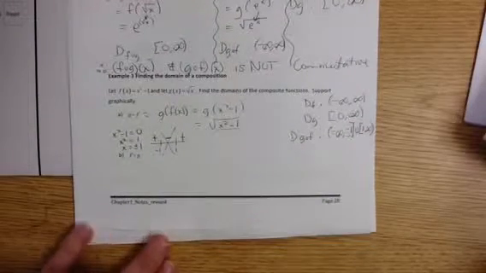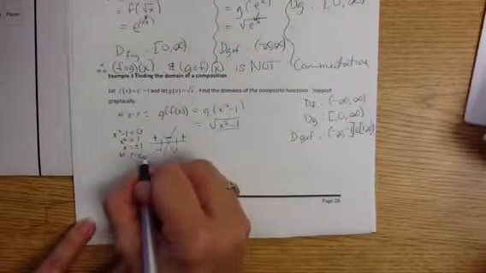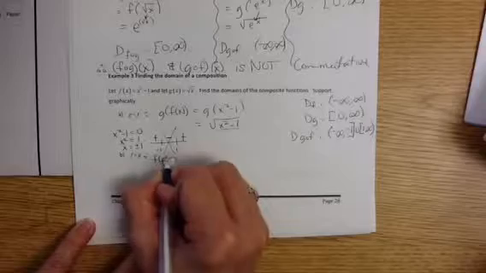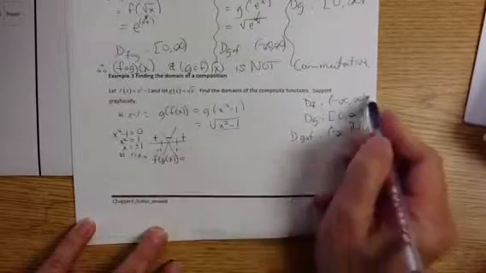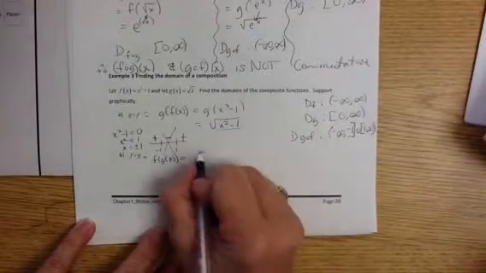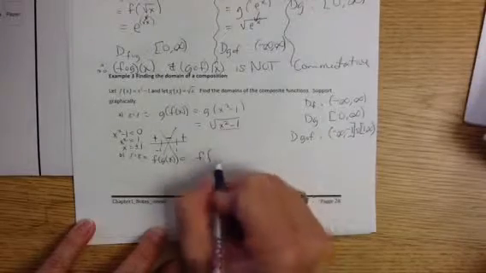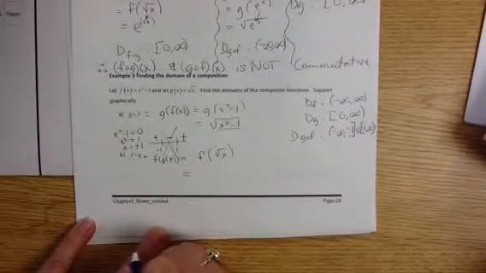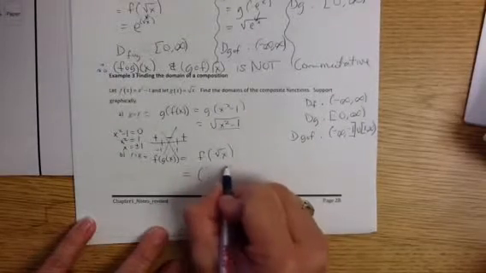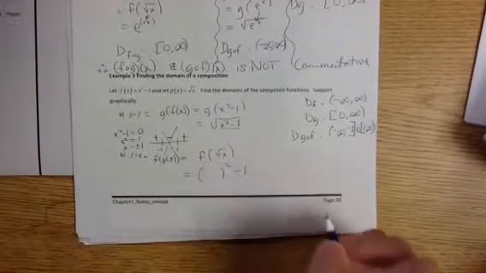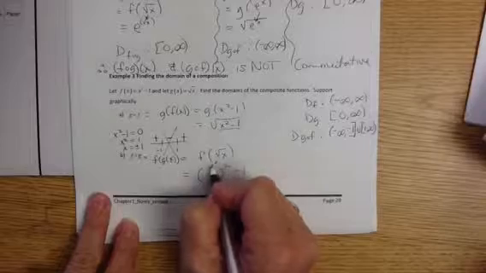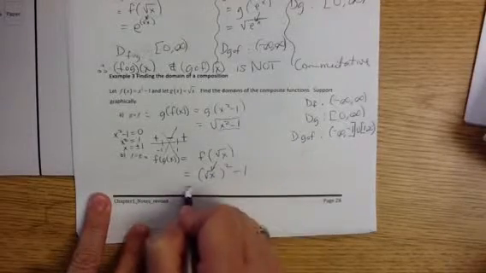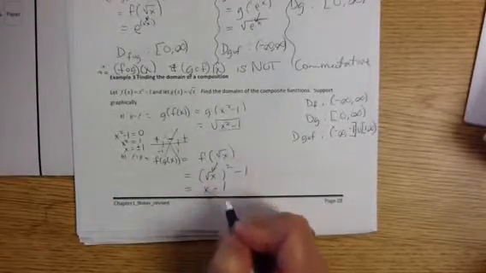Let's do the same thing for f of g. Now remember, that's f of g of x. These two domains stayed the same. I'm going to take f of, well, what's g of x? It's square root of x. Now I go to my f function. It's whatever the argument is squared minus 1. Well, let's put that in here, and we get x minus 1.